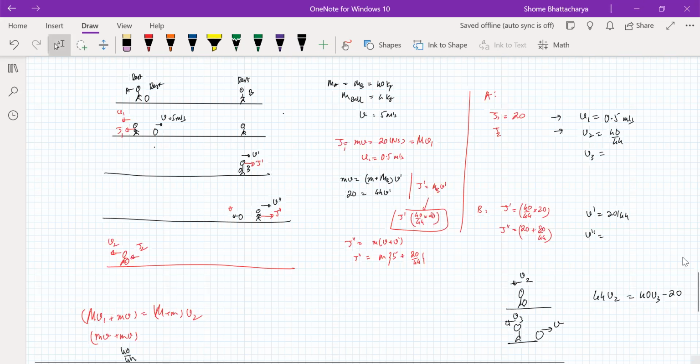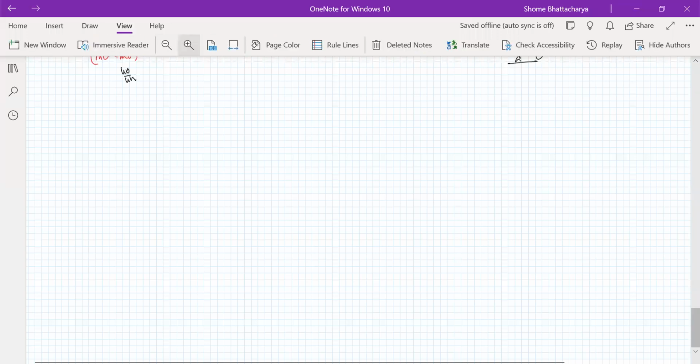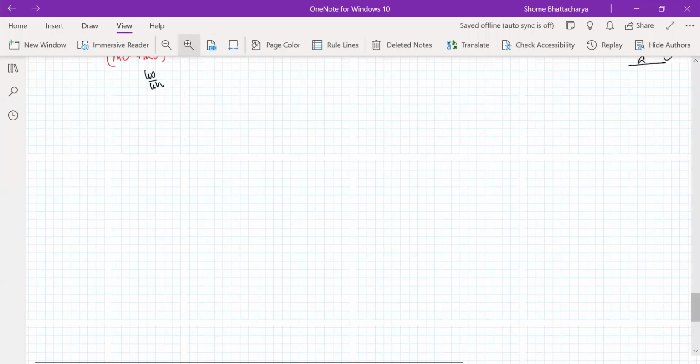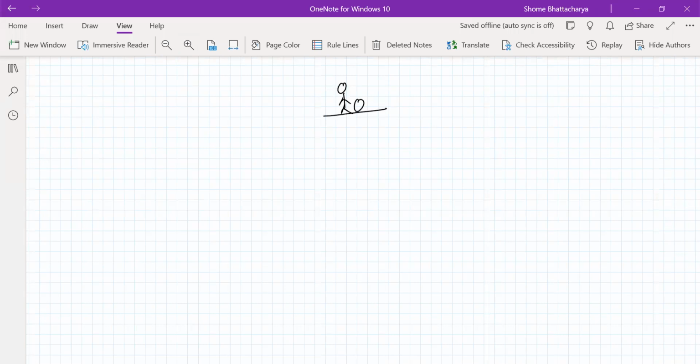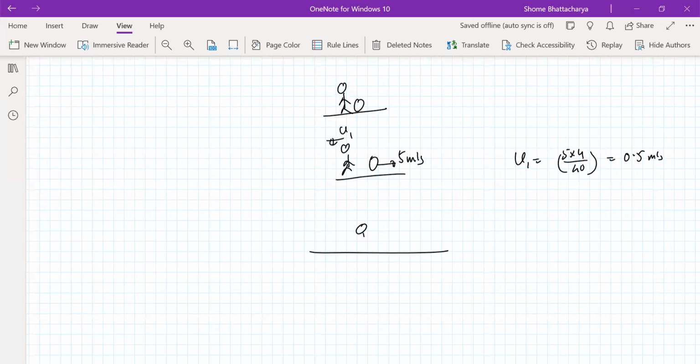Okay, so we should be able to form some kind of a series. That's what I'm trying to do. Let's try this again. Let's just concentrate on what happens every time A throws the ball, because we know it's coming back at 5 only. So we don't need to worry about what is happening to B. First time A throws the ball, V1 is 5 into 4 divided by 40, 0.5. Then A catches the ball.